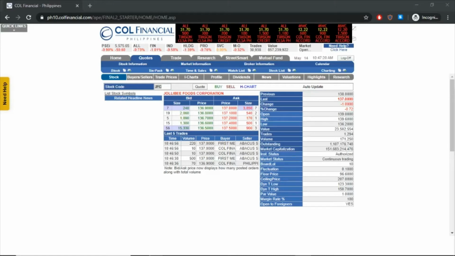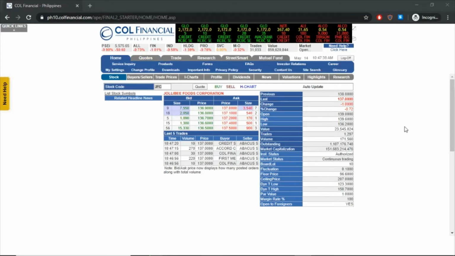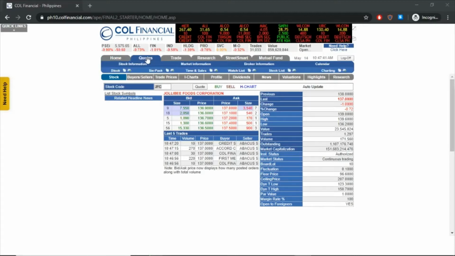Good day, everyone. In today's lesson, I'm just going to familiarize you with some of the basics of using the website platform of Call Financial. This is the broker that I use for investing in the stock market. So here we can see basic information. Under the codes tab, you would see the stock code.